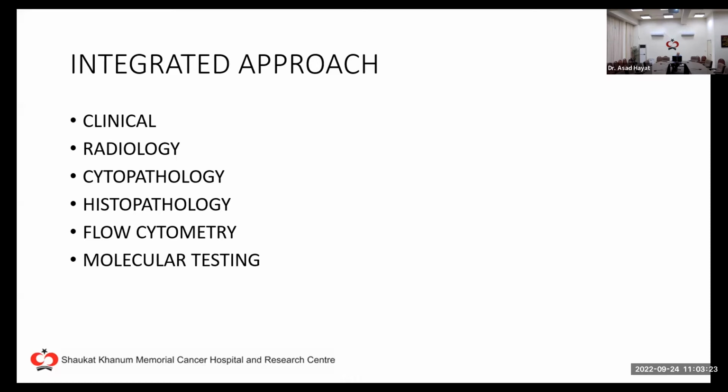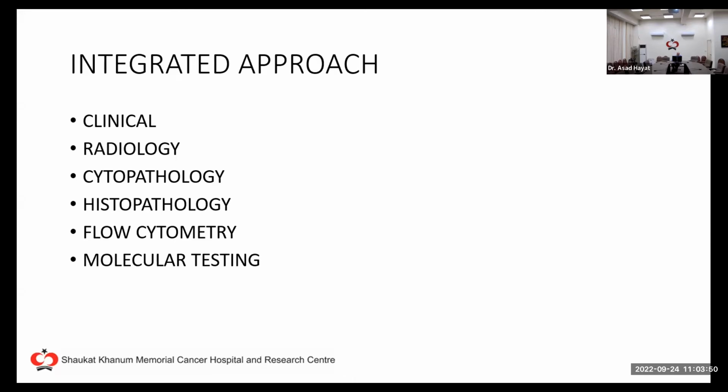Flow cytometry is an invaluable technique, especially for those lymphomas that are circulating in the blood or present in the bone marrow. In fact, flow cytometry is one of the most sensitive techniques we have for diagnosing them. But that's actually more of a hematology topic, so I won't get into that in too much detail. And then molecular testing is obviously here right now and it's going to be increasing. And I think that is the future.